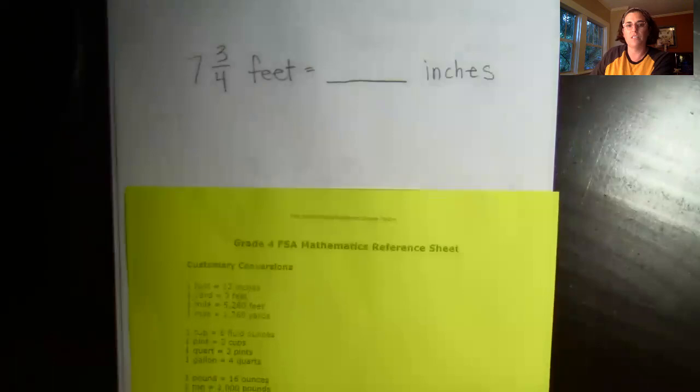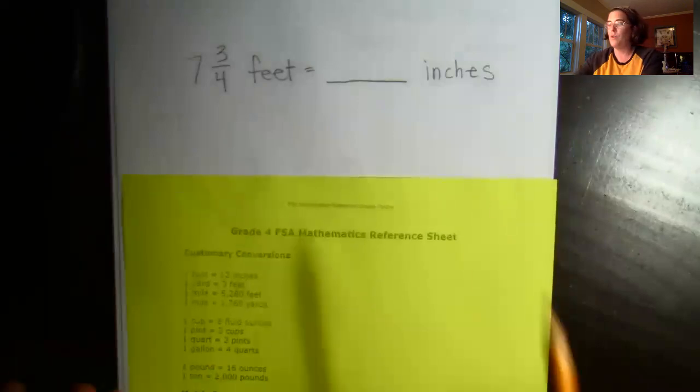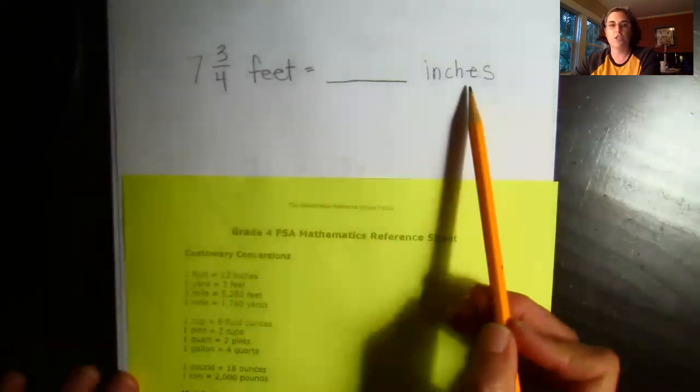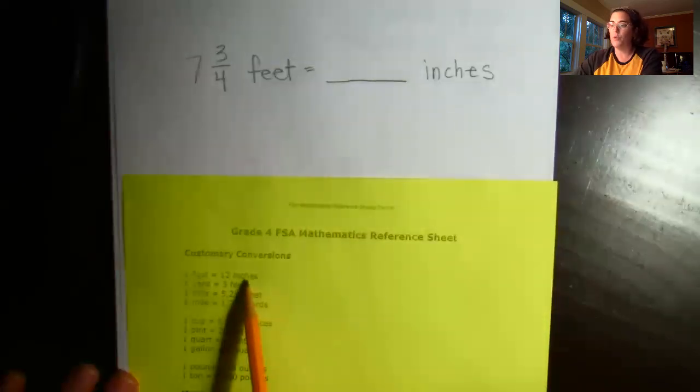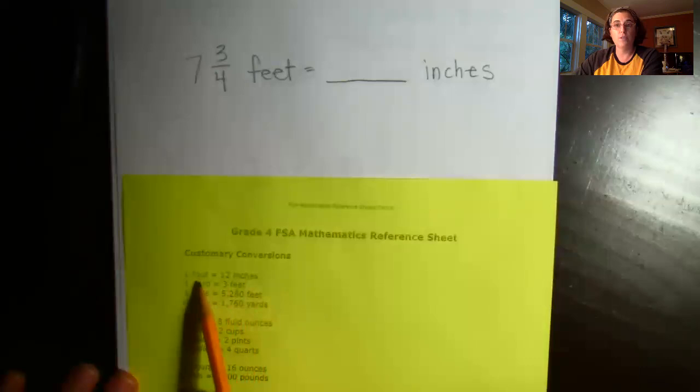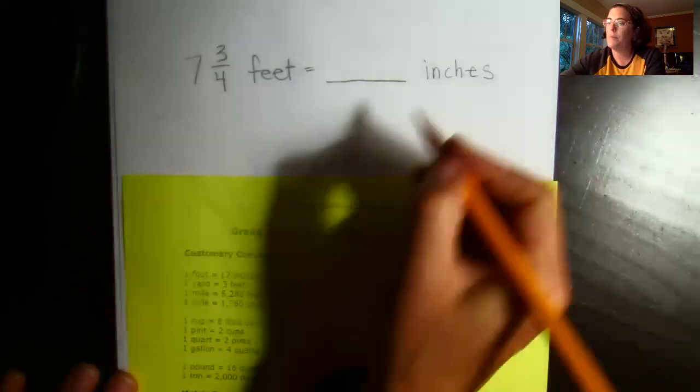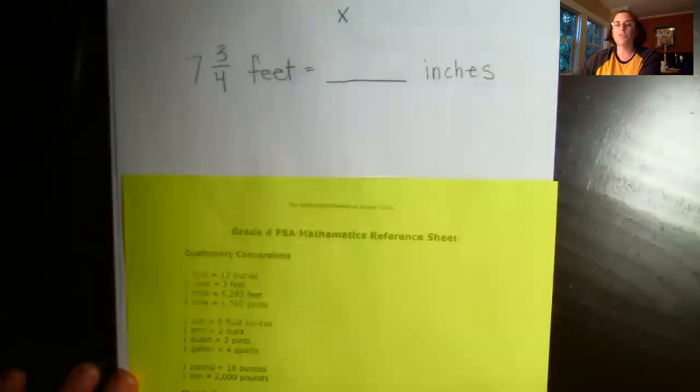We are going to do this together. So I'm going from feet to inches, and I come down here and I see 1 foot equals 12 inches, so we're going from the larger unit to the smaller unit. So what are we going to do? Multiply or divide? Very good. Multiply. I'm just going to write that up here so that I remember that's what I'm doing.